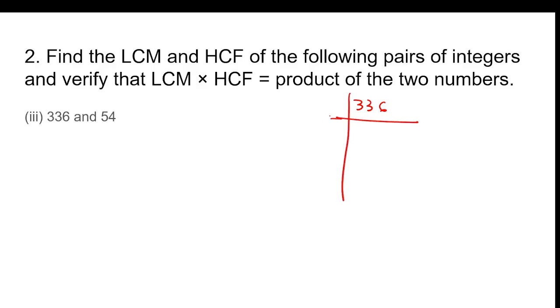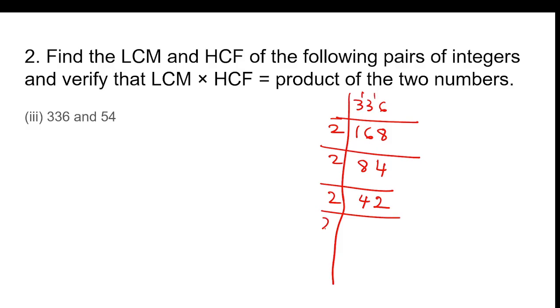Okay, so which number should I take to divide 336 first? 2. Okay, 2 ones are 2, 2 sixes are 12, 2 eights are 16. Next, 2 eights are 16 and 2 fours are 8. Next, again this is divisible by 2. 2 fours are 8, 2 twos are 4, 2 twos are 4, 2 ones are 2. Next, is this divisible by 2 again? No. 21 is an odd number.